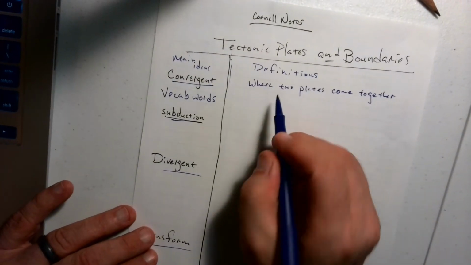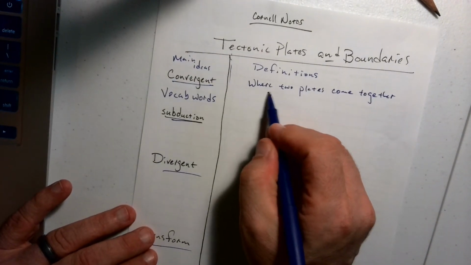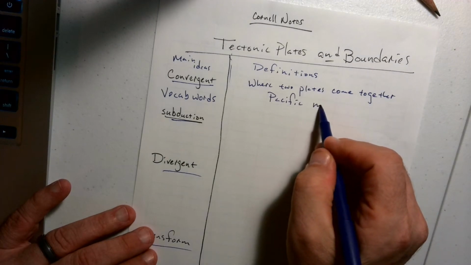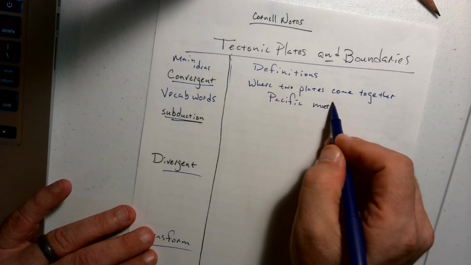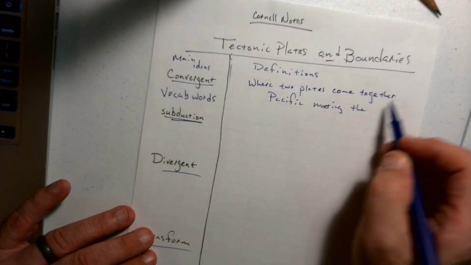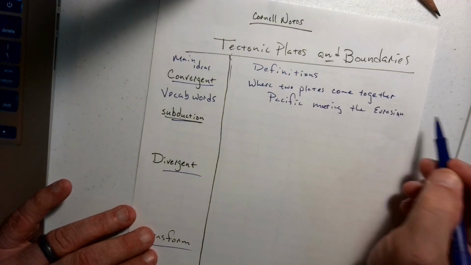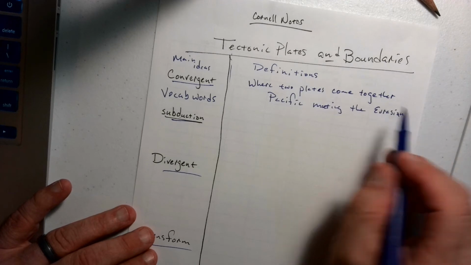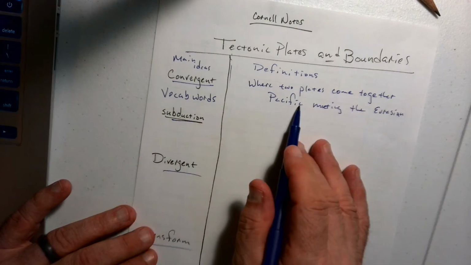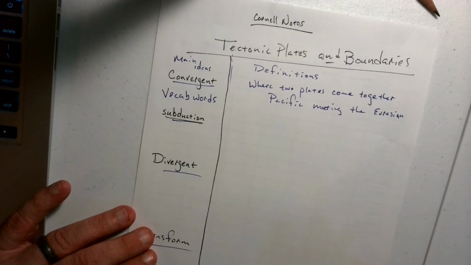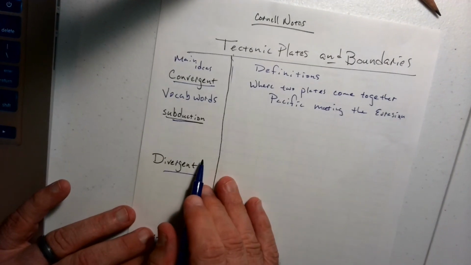of that could be the Pacific plate meeting the Eurasian plate. And that's useful for us to remember that we want to give examples too, not just definitions, but examples, real world applications. So the next word was subduction.